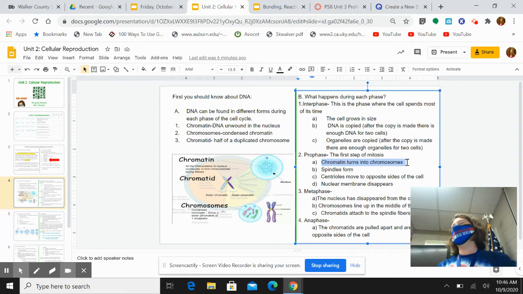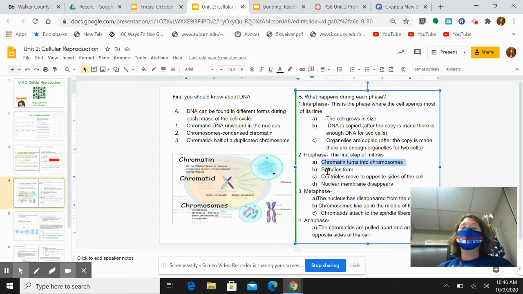So what happens is, do you know somebody who crochets? Raise your hand if you know someone who crochets. They take this big pile of yarn, and then they're able to make that yarn into a nice, neat pattern, right? Same thing with your DNA. It goes from the spaghetti pile of yarn of chromatin into a nice, neat pattern of chromosomes. And it does that during prophase.